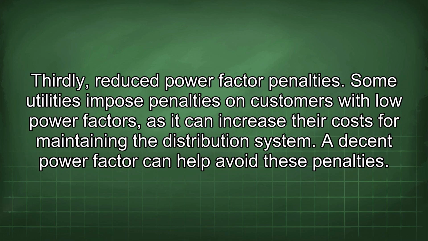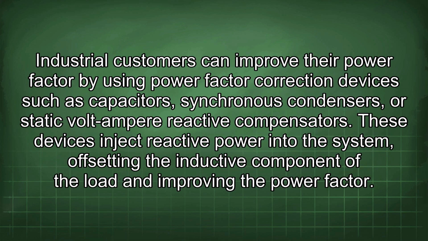Thirdly, reduced power factor penalties. Some utilities impose penalties on customers with low power factors, as it can increase their costs for maintaining the distribution system. A decent power factor can help avoid these penalties. Industrial customers can improve their power factor by using power factor correction devices such as capacitors, synchronous condensers, or static volt-ampere reactive compensators. These devices inject reactive power into the system, offsetting the inductive component of the load and improving the power factor.